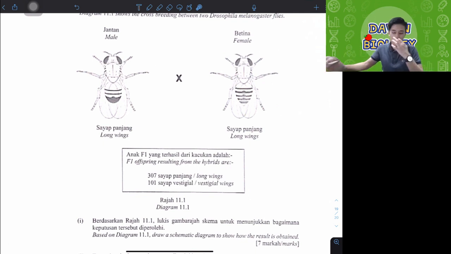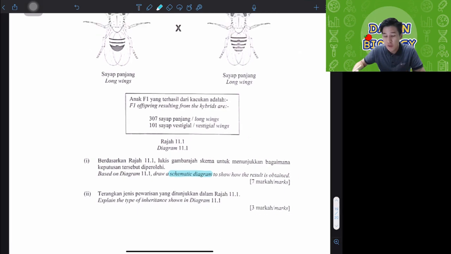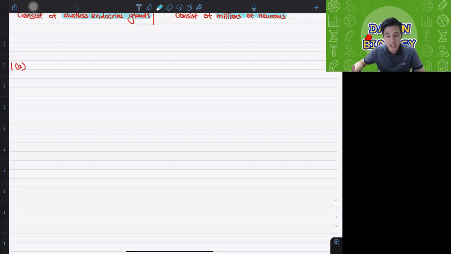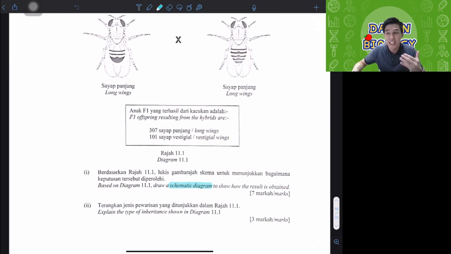Okay, so what they ask you to do here, let me read the question first. Draw a schematic diagram to show how the results were obtained. So 7 marks for the schematic diagram. Now this is actually very easy because you don't have to explain, just draw the cross-cross diagram. However, for essay, you need to be very, very specific with your diagram. First, they didn't give you the alleles, the English letters, capital and small letters.